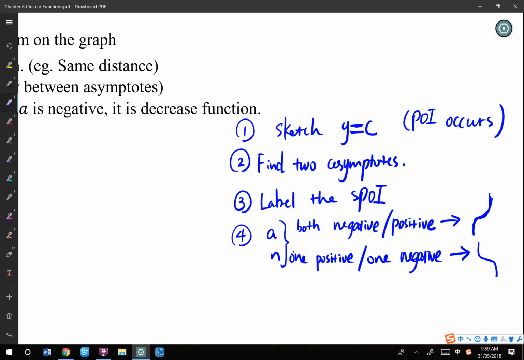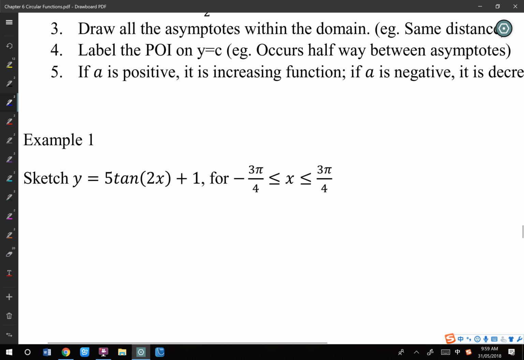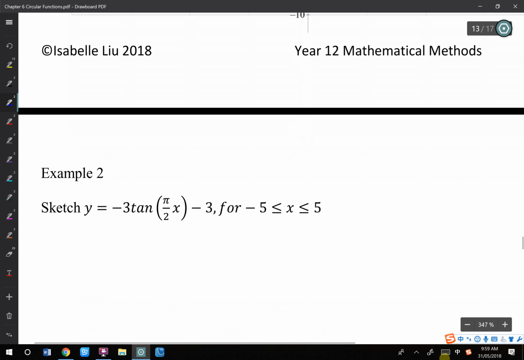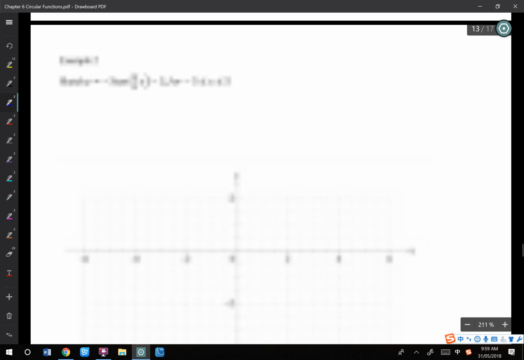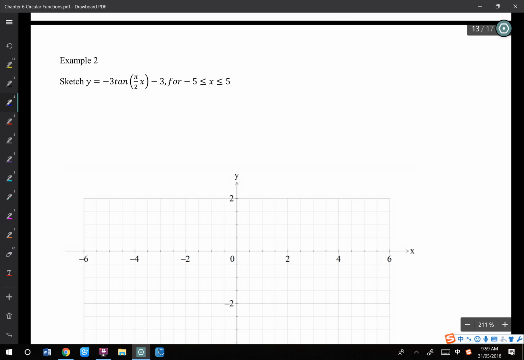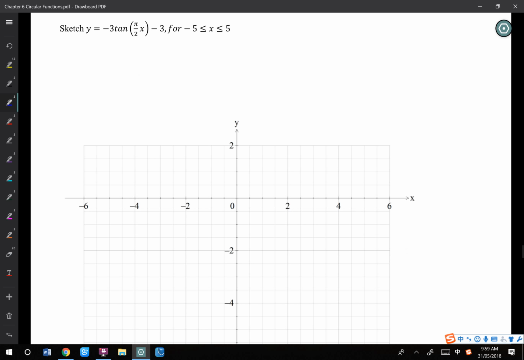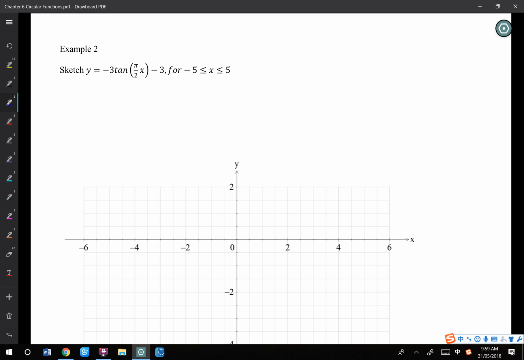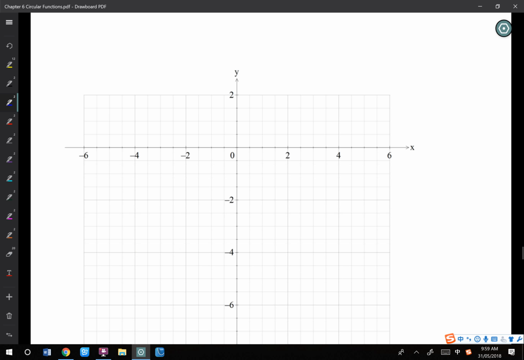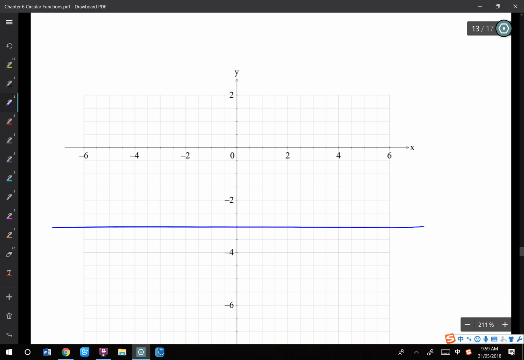So let's have a look at this one. Let's look at example 2. Okay, for example 2, first of all, I'll label the middle, which is -3, just to remind myself where the point of inflection is. Point of inflection will be on this line.